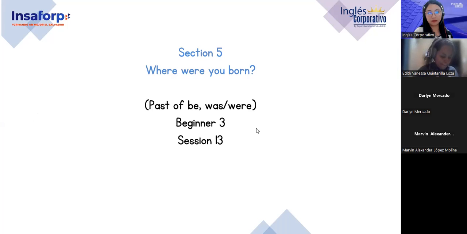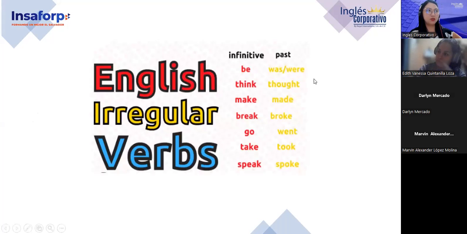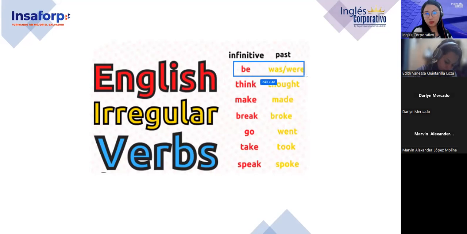Let's see what we have right here. Take a look at this information. As you may remember, we have been practicing the usage of regular and irregular verbs. Now, we are going to take a look at this irregular verb. ¿En qué categoría cae el verbo to be entonces, clase? ¿Regular or irregular? Irregular verb. Irregular, interesting. ¿Por qué es irregular entonces? Why is it? Porque cambia su forma.